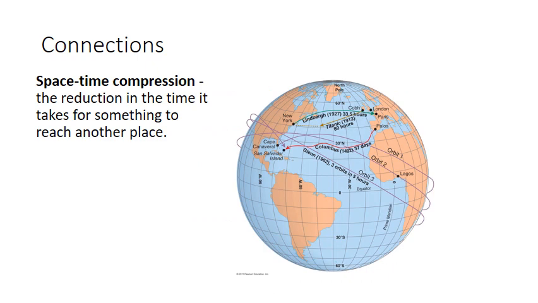The space-time compression refers to the compression of the amount of time it takes to get from one point to another. For example, in Columbus's day, it would take about 6 weeks to get from Europe to North America. Today, a flight can do it in a matter of hours.